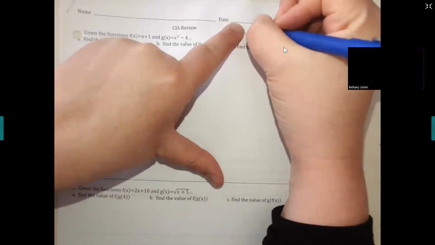Okay, today we are doing the CIA review. So you might be wondering, what is that? CIA is basically like y'all's benchmark. They just keep changing the letters. It used to be called the QSA. But you guys are gonna take the CIA on Wednesday.